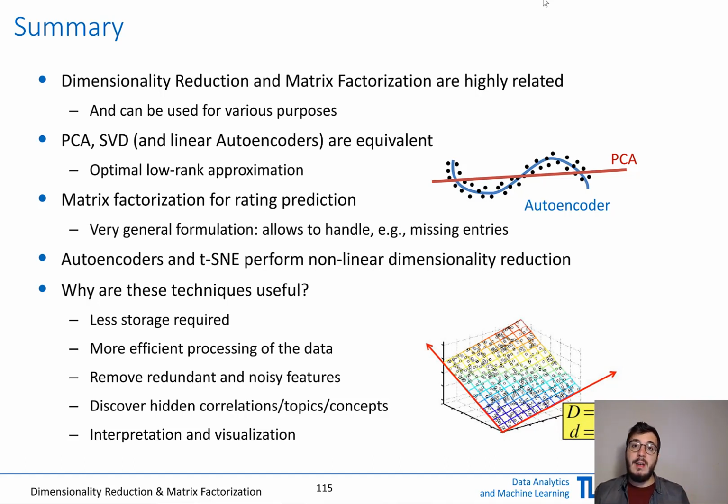The benefit of t-SNE is that it really captures the local structure within the data, which is not guaranteed for autoencoders.